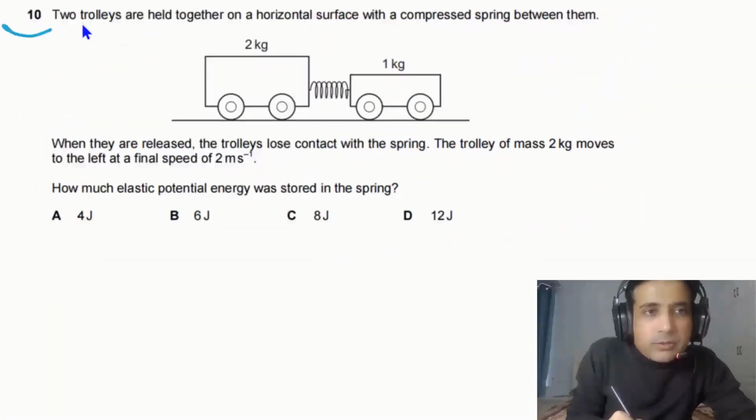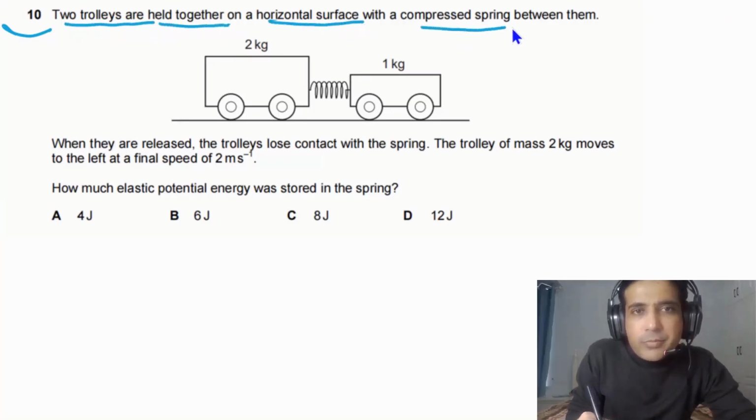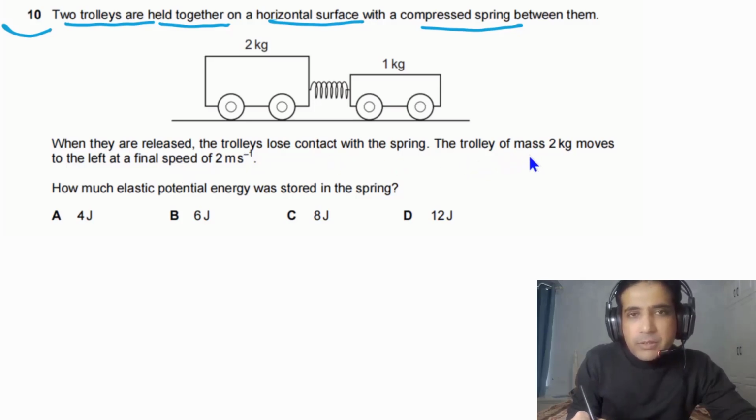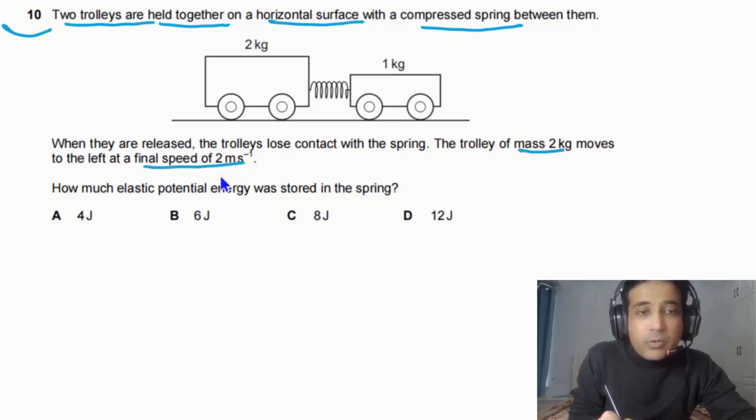For question number 10, it is given to us two trolleys are held together on a horizontal surface with a compressed spring between them. When they are released, the trolleys lose contact with the spring. The trolley of mass 2 kg moves to the left at a final speed of 2 meters per second.